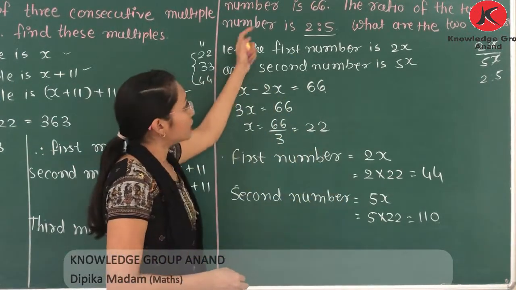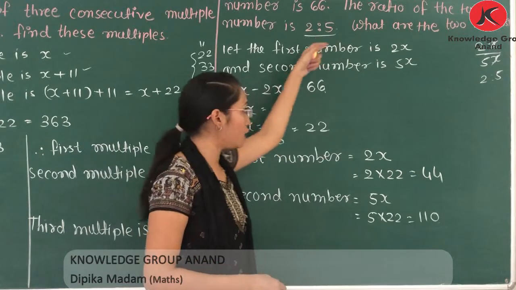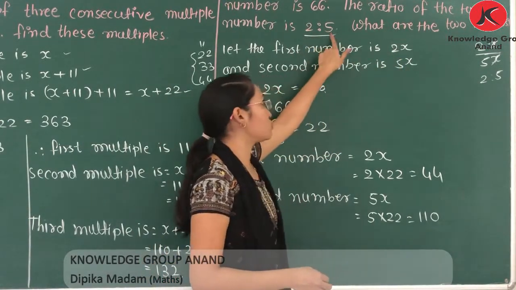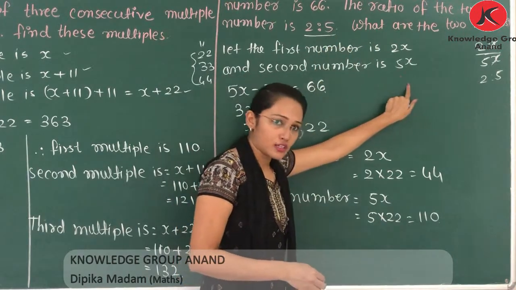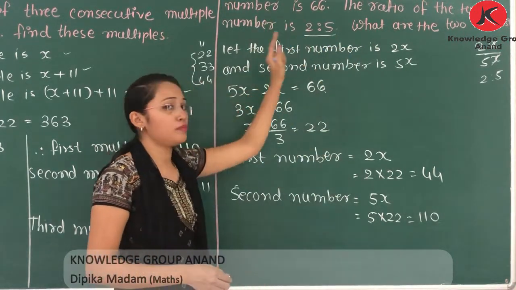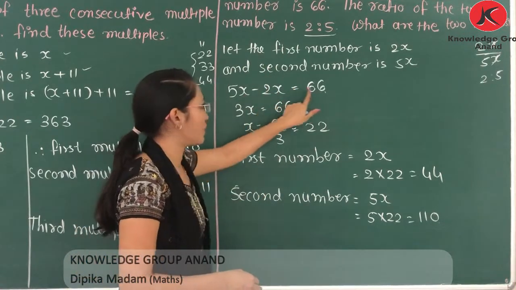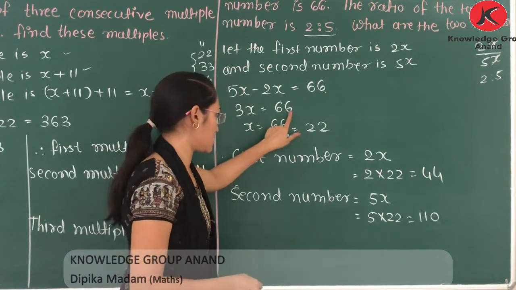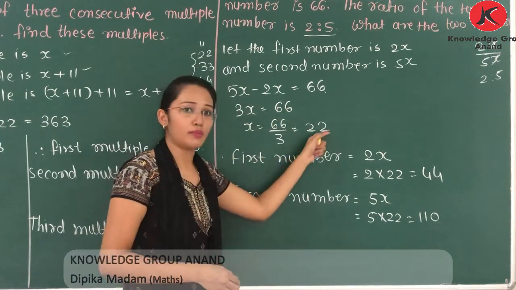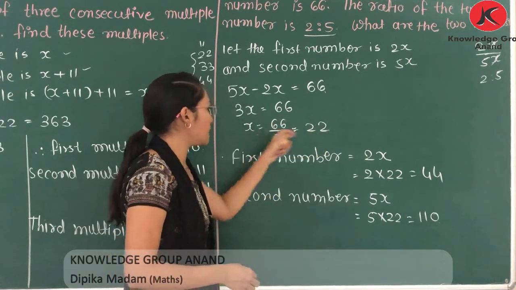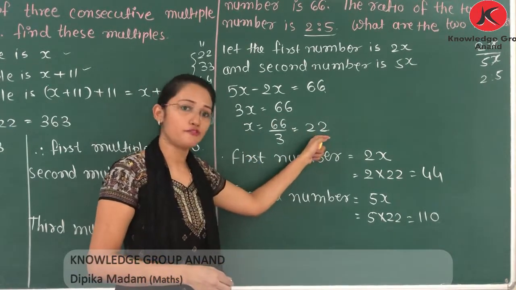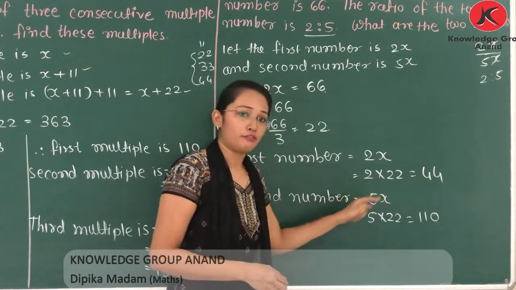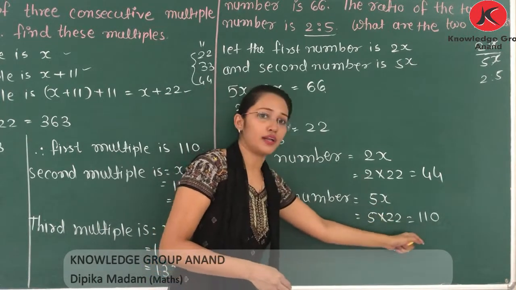Again, here the ratio is given, so we can write the first number is 2x and the second number is 5x. If it is 2:3, then you can write 3x. Okay. The difference between them is 66. So 5x minus 2x is 66. 5 minus 2 is 3x is equal to 66. 3 in the denominator, so x will be 22. But here it is the value of x, not 2x and 5x. So find 2x, that is 2 multiplied by 22, 44. And 5x, 5 multiplied by 22 is 110.